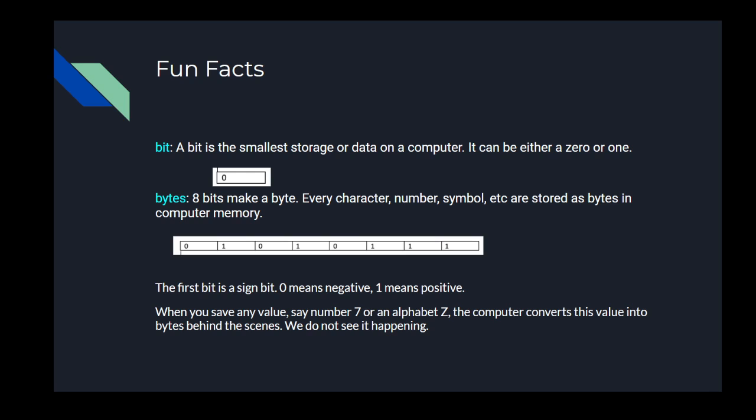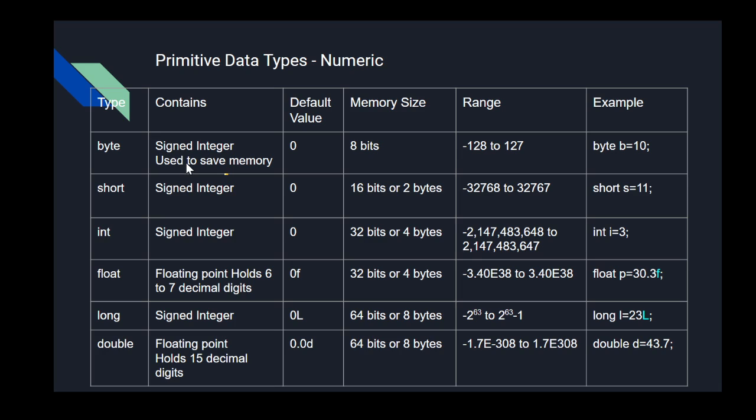The first bit is a sign bit. 0 means positive, 1 means negative. When you save any value, say the number 7 or the letter Z, the computer converts this value into bytes behind the scenes. We do not see this happening.